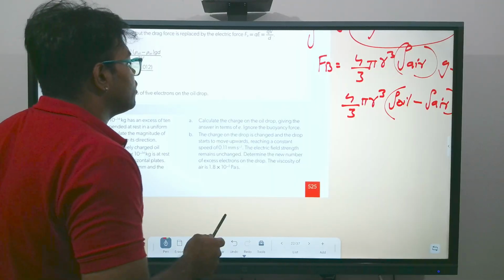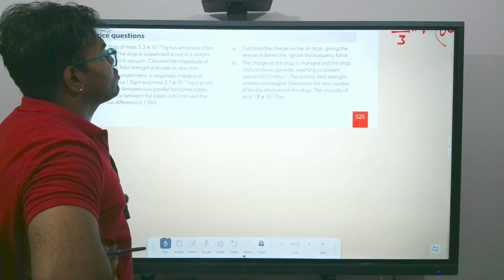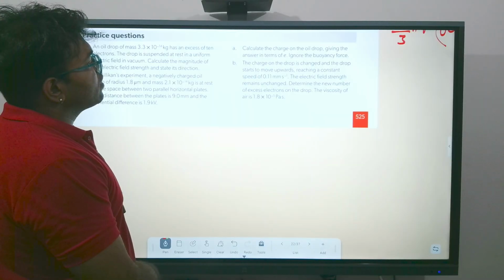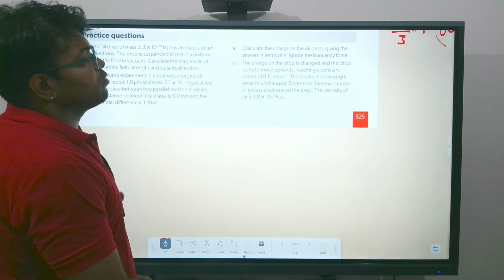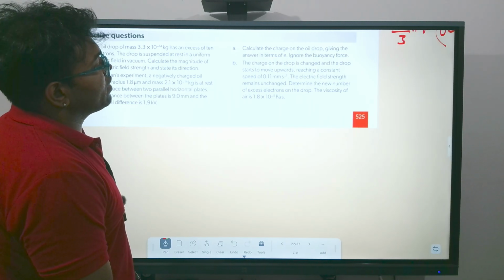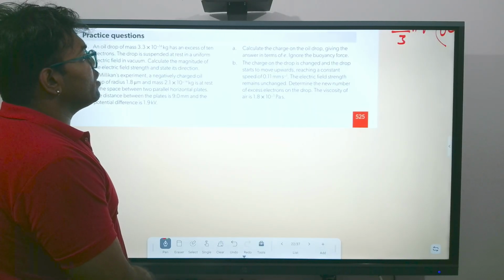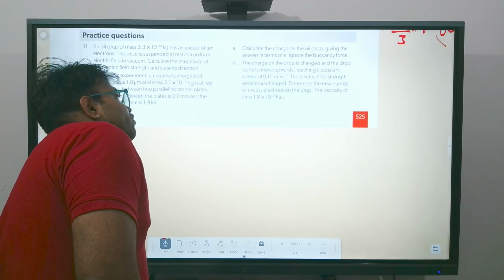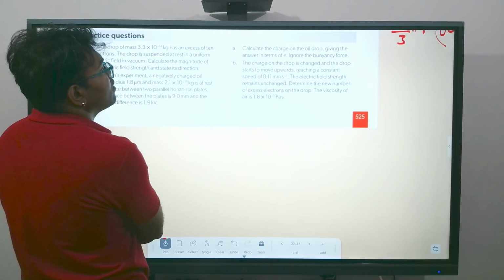Okay. The charge on the drop is changed and the drop starts to move downwards, reaching a constant speed of 0.11 meters per second square. Oh, now we should use the viscous drag. The electric field strength remains unchanged. Determine the new number of excess electrons on the drop. The viscosity of air is 1.8 into 10 raised power minus 5 Pascal second.